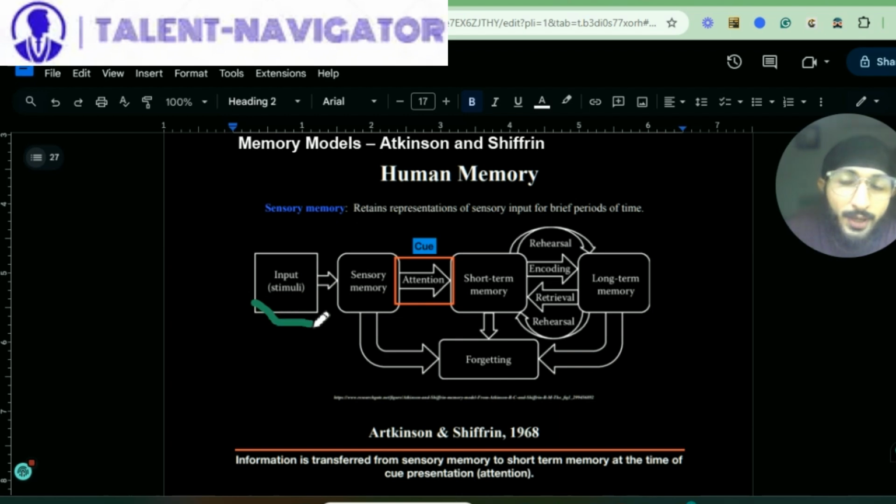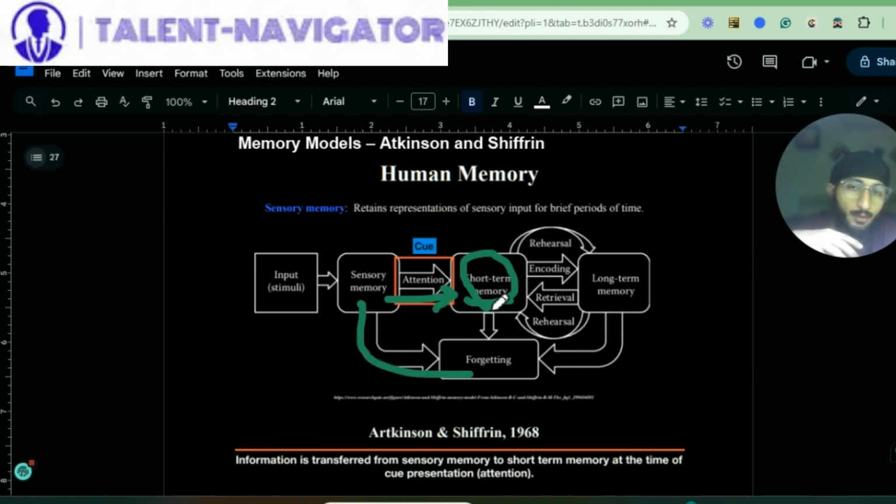You can see first, initially, what we have is an input, which is a stimulus. Once we get that stimulus, it enters into the sensory memory. It is encoded here, and then you see two arrows. Whenever you have a cue, your attention goes to this, so it goes into the short-term memory. And from short-term memory, if you rehearse it long enough, or a number of times, you get into long-term memory. So, this is the encoding process.